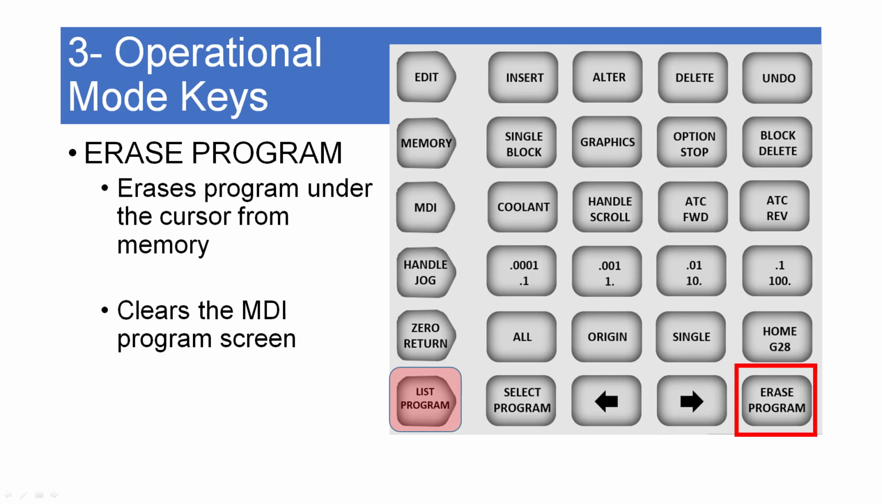Last on the list program row is the erase button. The erase program key will delete a selected program from the machine memory or clear the screen in the MDI mode. You'll rarely erase a program off the machine memory, but if you need to do it, the HAAS control will ask you to confirm your selection since it's not recoverable.